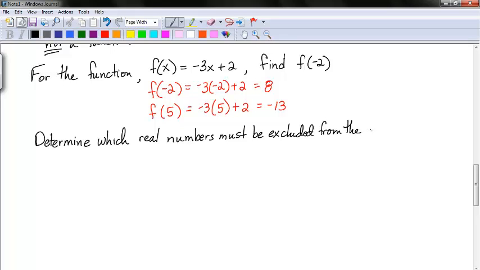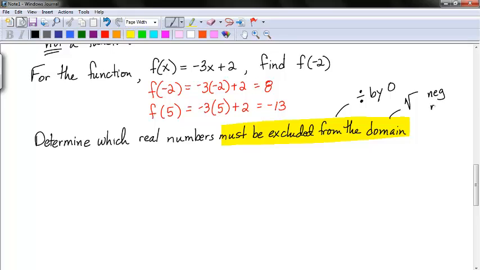Which real numbers must be excluded from the domain? Okay. Now, when you see this phrase, must be excluded from the domain, you're worried about two things. You're worried about division by 0. Remember, we cannot divide by 0, so you're worried about what's going to make that denominator 0, and you're worried about the square roots of negative numbers, the imaginaries. Right now we're starting out, we're back with the real number system.